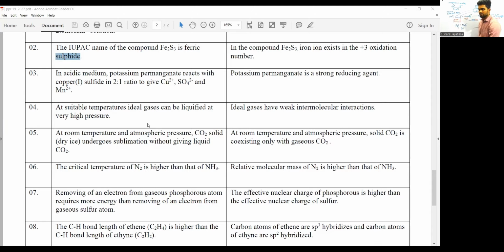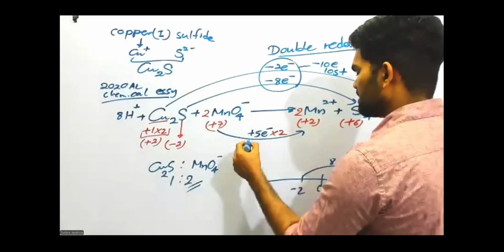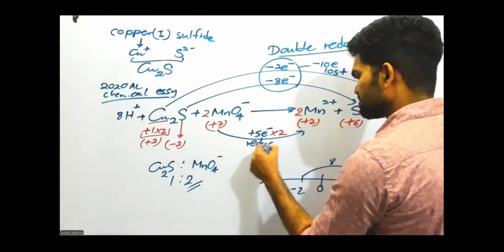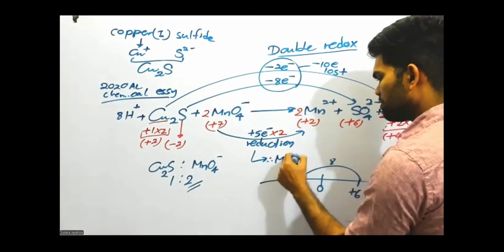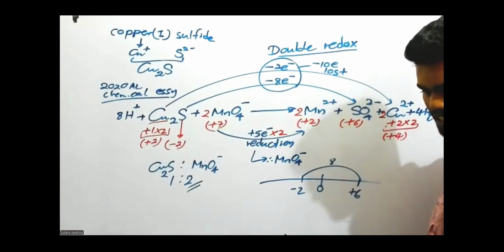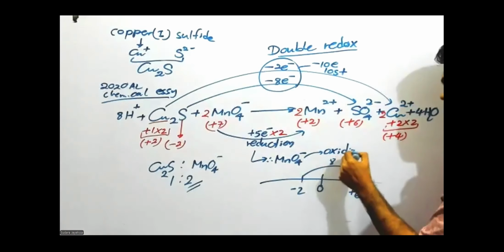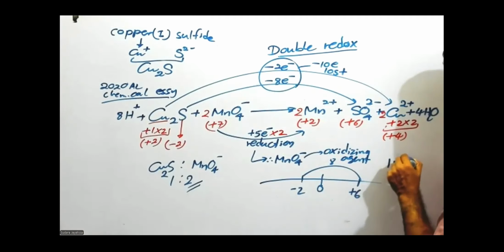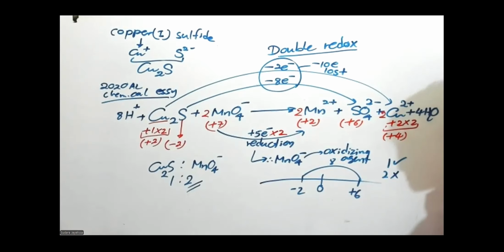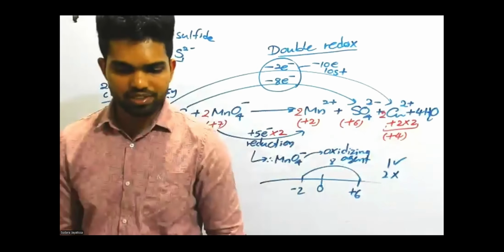Potassium permanganate is a good reducing agent. So what type of an agent is permanganate here? Permanganate undergoes reduction. Therefore, MnO4 minus is oxidizing the other entity. No? So permanganate is a good oxidizing agent. Oxidizing agent, not a reducing agent. So first statement is correct, but the second one is false. Answer is answer 3.